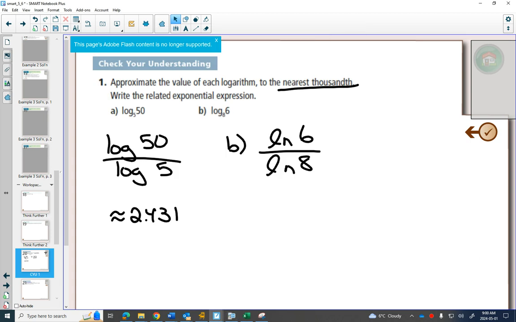.862. I got 1. You got 1 for this one? Yeah.